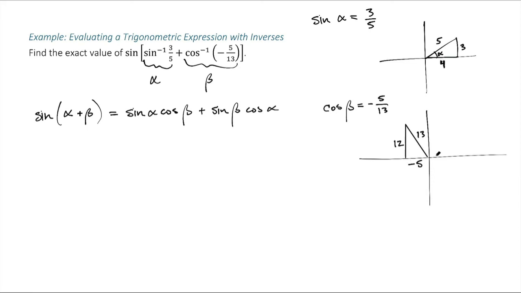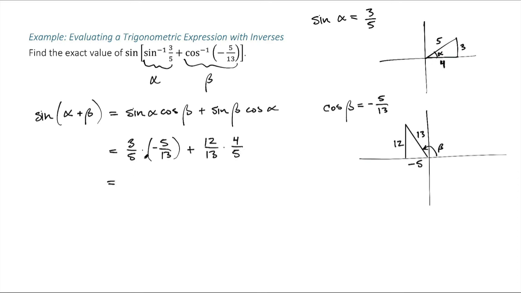So we've got our angles. There's our angle beta. Sorry, we've got our triangles. And now we're ready to just do all of these things here. So sine of alpha, well, that's 3/5. We already had that. Times cosine of beta, we already knew that. That was negative 5/13. Plus sine of beta. So I go to beta. Sine is opposite over hypotenuse. That's 12/13. Times cosine of alpha, go up to alpha. Cosine is adjacent over hypotenuse. That's 4/5.